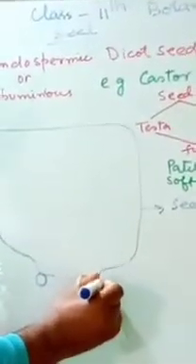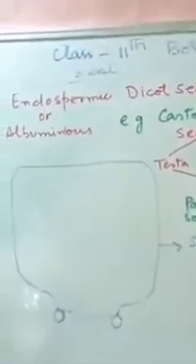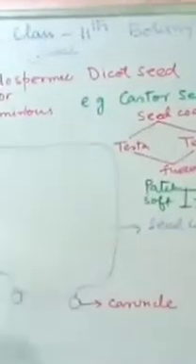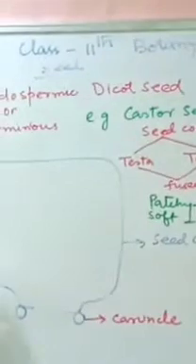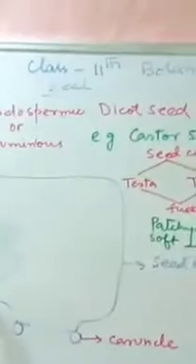Now on the micropylar end, like this, we will find these two outgrowths or protrusions. These outgrowths are called the caruncle, and this caruncle is considered as the third integument.